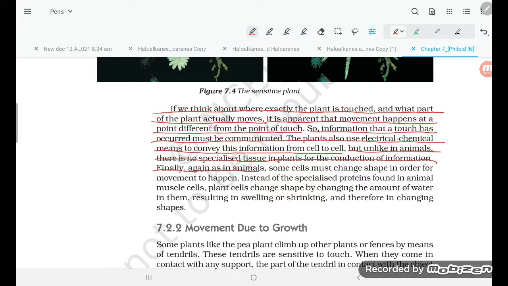Finally, again in an animal, some cell must change shape in order for movement to happen. Instead of the specialized proteins found in animals' muscle cells, plant cells change shape by changing the amount of water in them, resulting in swelling or shrinking and therefore in changing shape.